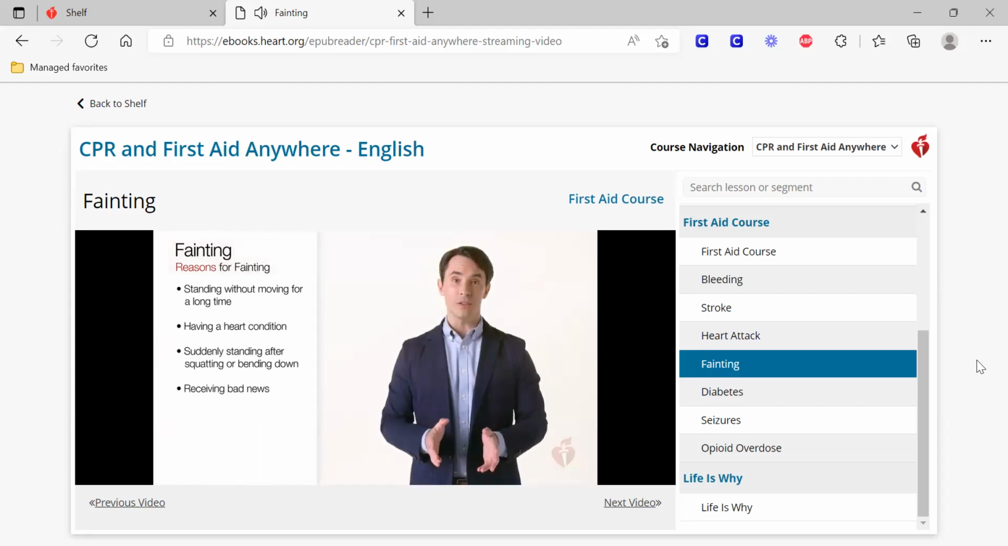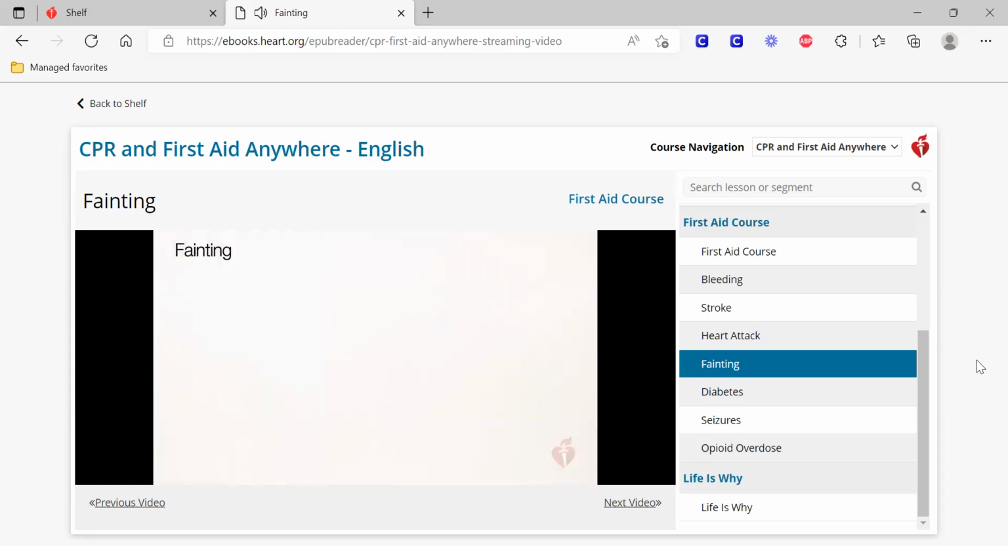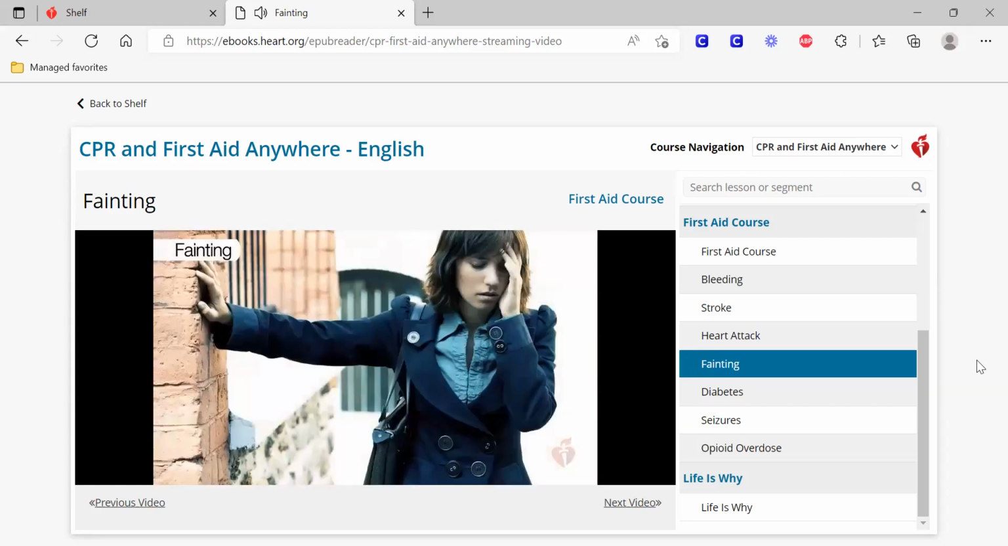Fainting may occur when someone stands without moving for a long time, especially if it's hot, has a heart condition, suddenly stands after squatting or bending down, or receives bad news. Fainting is a short period of time when a person briefly stops responding, usually less than a minute, and then seems fine. A person who faints usually gets dizzy and then becomes unresponsive but is still breathing.